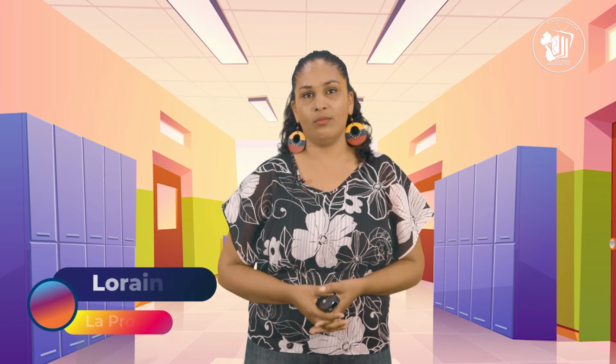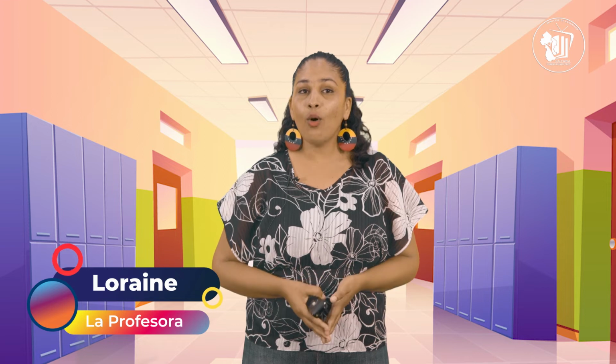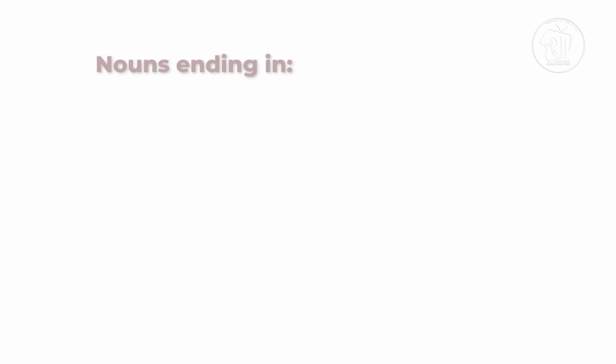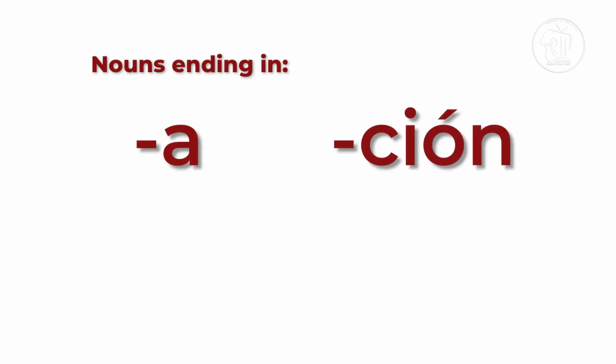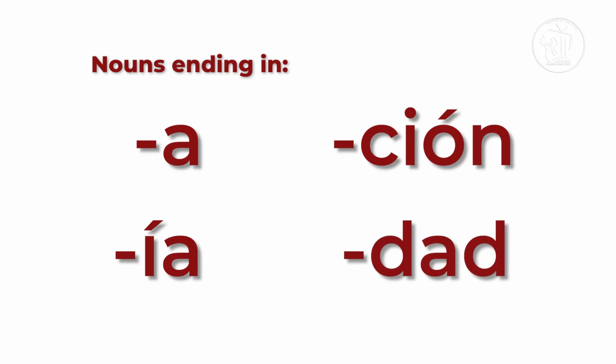So you might be wondering, how do I know if it's a masculine or feminine noun? Well, to know if a noun is masculine or feminine, you should look to see what letter or letters the word ends with. Usually, nouns ending with a, or sion, or ia, or dad are usually considered feminine.